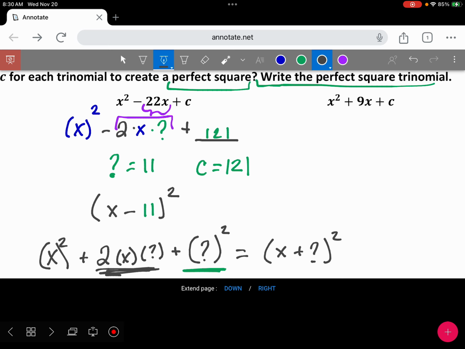Where did I get which number from? The 121. That comes from our question mark that gets squared at the end. So the middle piece is made up of 2 times x times something. That something squared is our C.